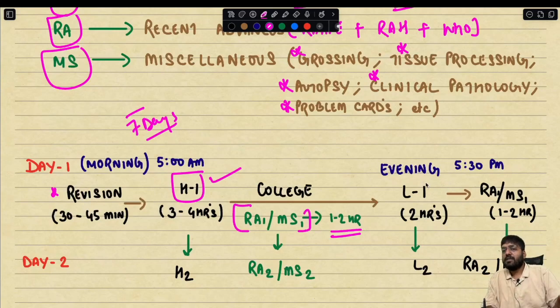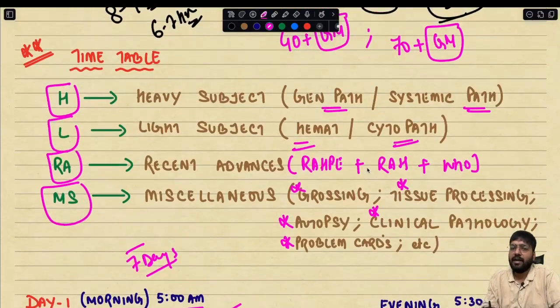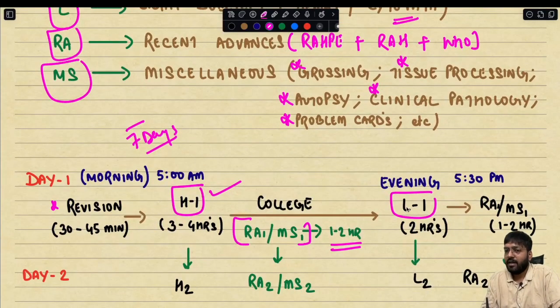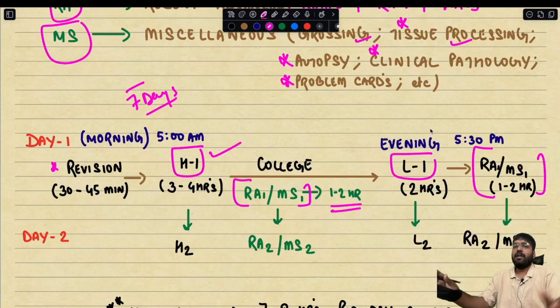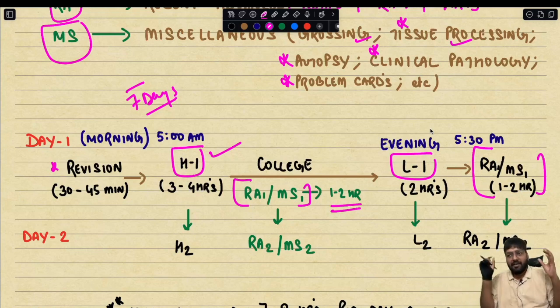Then suppose your work is finished around 5:30 p.m. and around 6 p.m. you come back home. You take up one of the lighter subjects. Suppose on day 1 you took hematology. You read hematology for 2 hours, and then again you read some miscellaneous topics. Suppose in the afternoon you read one topic of grossing or tissue processing, and in the evening you read about autopsy or clinical pathology. So this is my entire day 1. It is a very productive day and you will not become bored. Even if you have college, you can adopt this kind of learning.